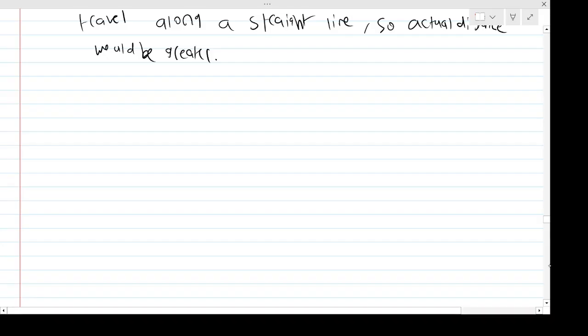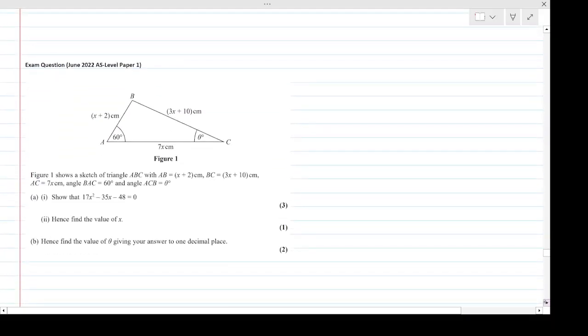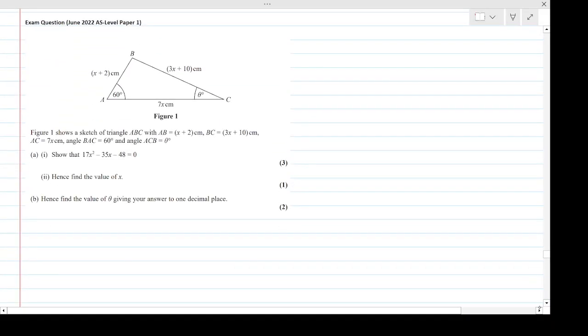Okay. Anyway, final exam question then. Let's have a look at this. Figure 1 shows a sketch of a triangle ABC with AB equal to x plus 2, BC equal to 3x plus 10, AC equal to 7x, and angle BAC equal to 60 degrees. And they've drawn the triangle for us again. Quite nice of them. We need to show this quadratic equation, right?